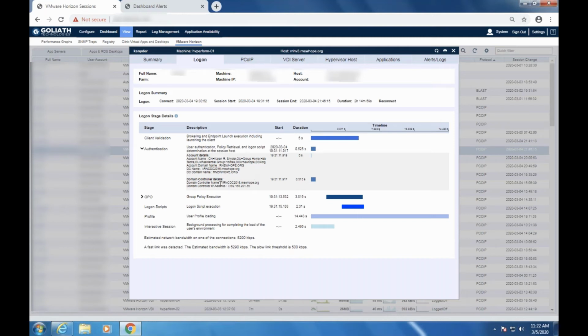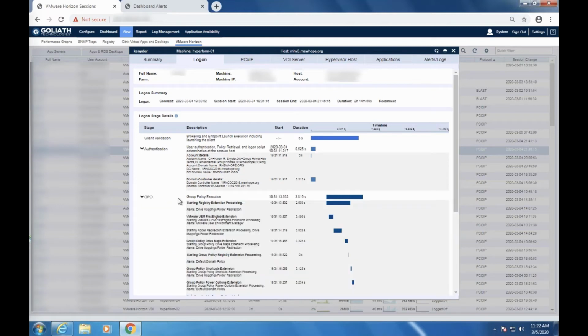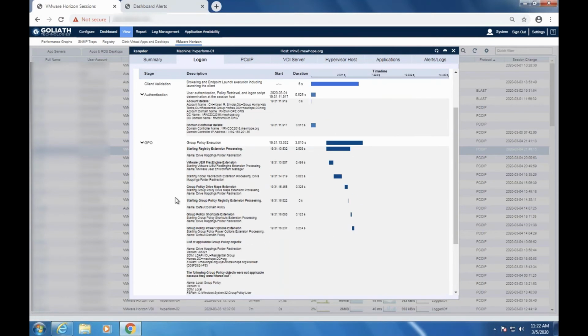The next thing that they saw was an issue with group policies. As they opened up the group policy section, what they found was in their printer mapping, they were mapping to a printer that was decommissioned. Because this section breaks down each individual policy, down to the policy name and how long each one is taking to execute, they were able to see that in one click, identify that problem policy, remove it from the environment, and that actually cut down the times as well.